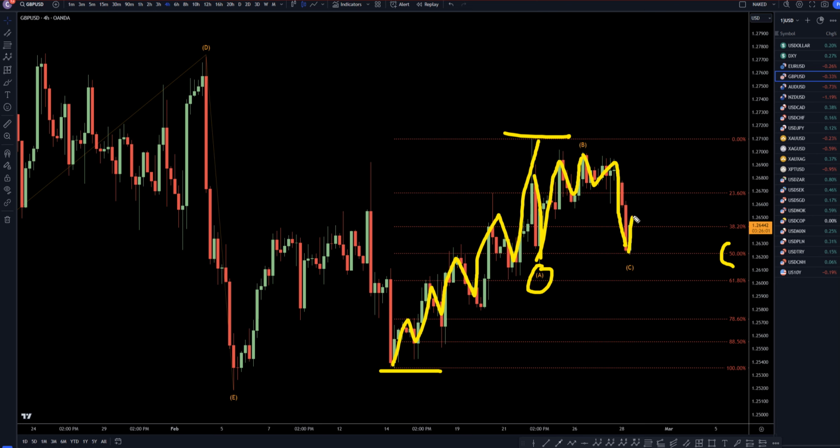I mean, if this does make a big bullish engulfing move to the upside, I would for sure start looking for longs because I do think there's a pretty good chance this is a 1, this is a 2, and it's going to go up for a big wave 3.